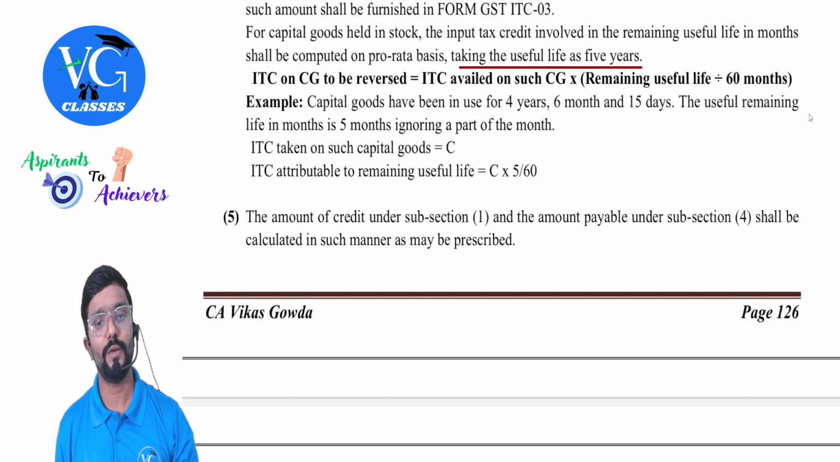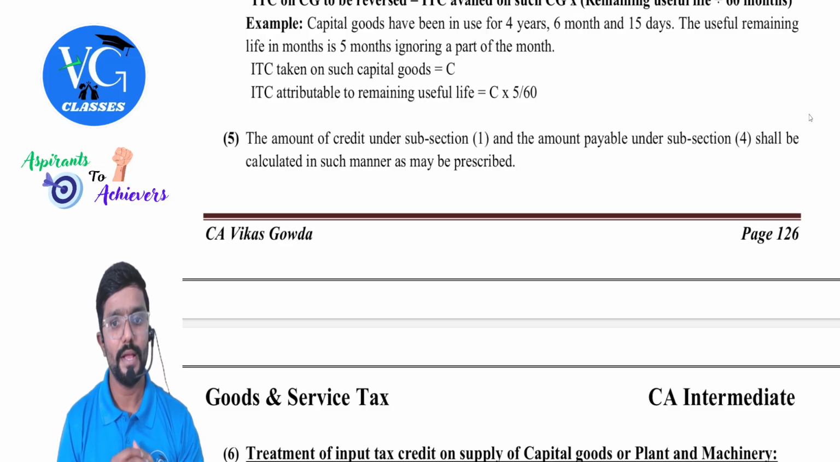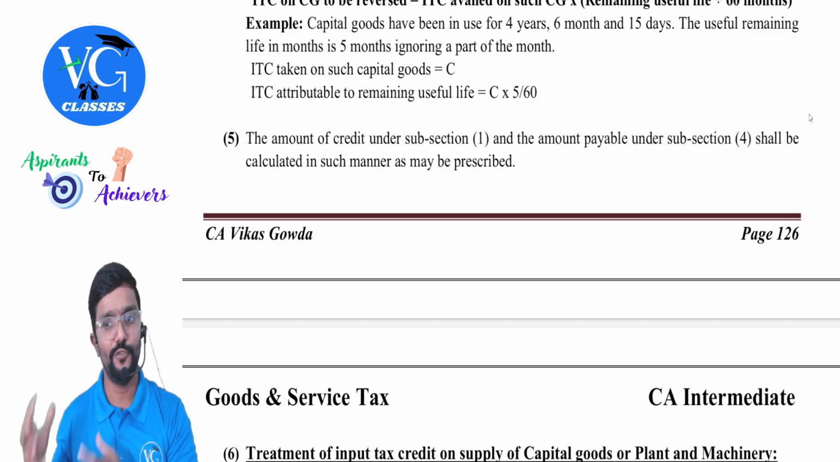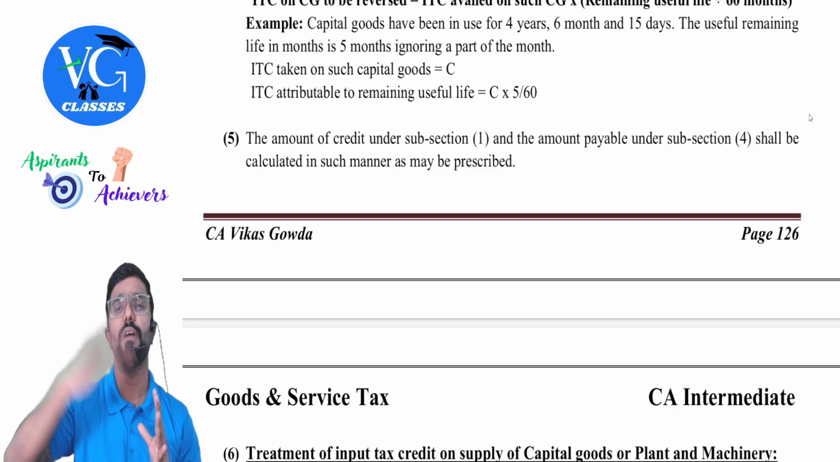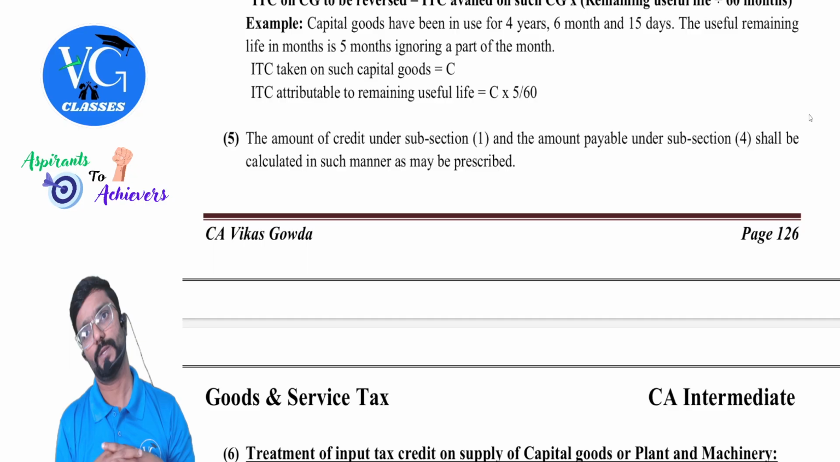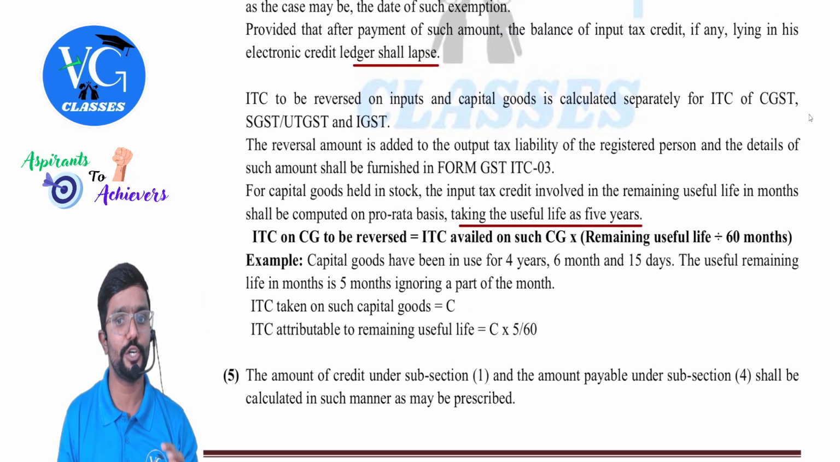Okay. Subsection 5. What is subsection 5 telling? The amount of credit under subsection 1 and the amount payable under subsection 4 shall be calculated in such manner as may be prescribed. That means they're just giving a route to what? Rules. Clear? Which we already covered. How to calculate and all. Even this 60 months and all, I have mentioned, no people.